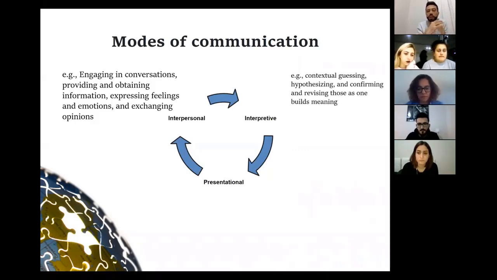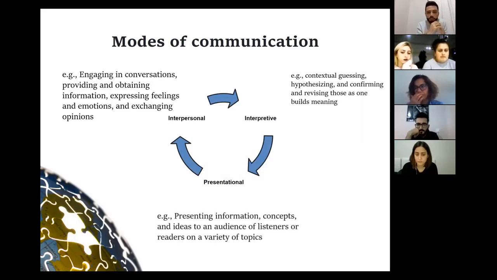The next one is interpretive. In interpretive communication, oftentimes the students interact with a text. It could be written or oral, and in this kind of interaction, students use contextual cues to guess what is being expressed. They hypothesize and also confirm and revise those as they build meaning. So their interaction is oftentimes with the text, not with interlocutors like human beings.